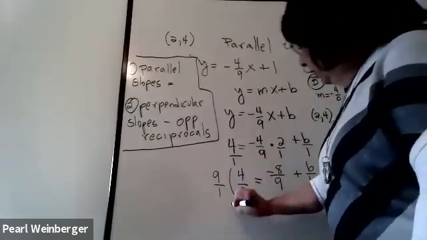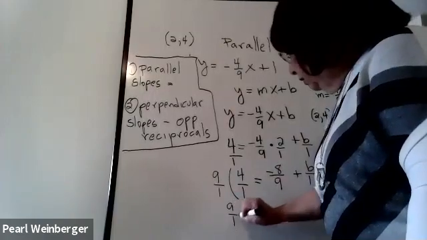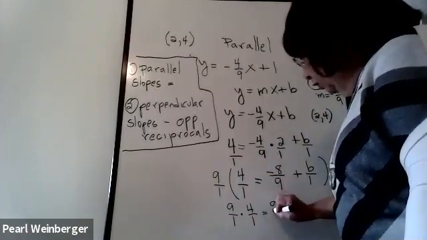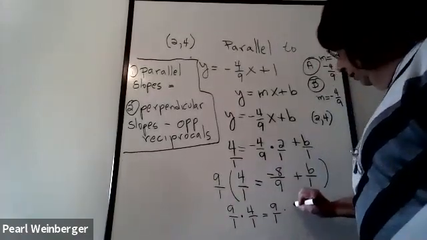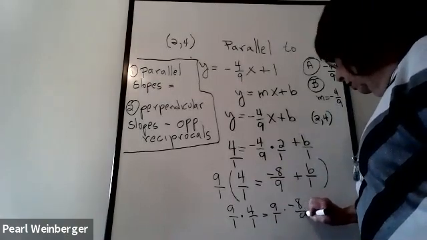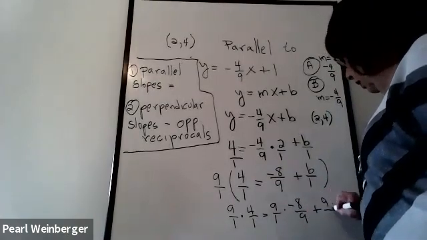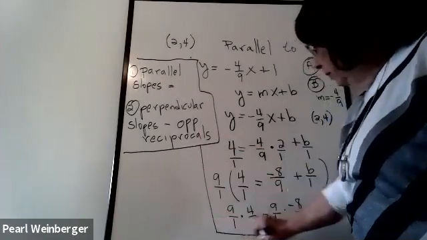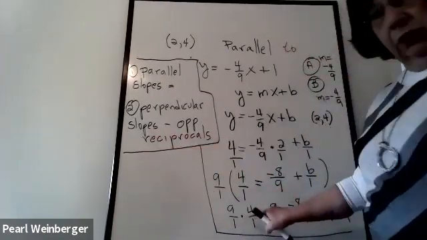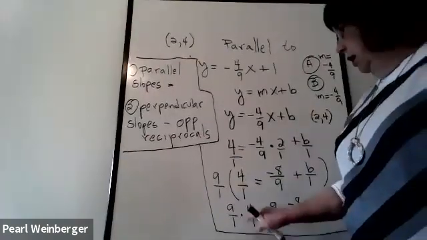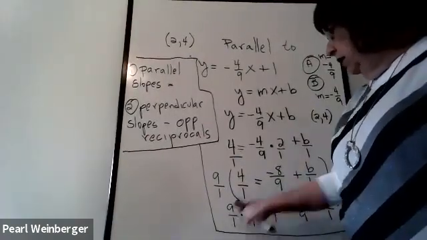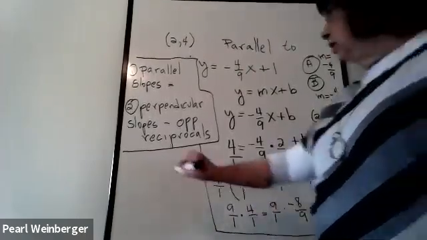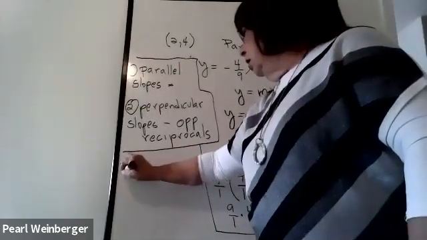Okay, so we're going to get 9/1 times 4/1 equals 9/1 times -8/9 plus 9/1 times b/1. Now I'm going to have to go over here because I'm getting a little too low. 9/1 and 4/1, nothing from the bottom. There's no cross canceling, so I just multiply the numerators together, which is 36/1.